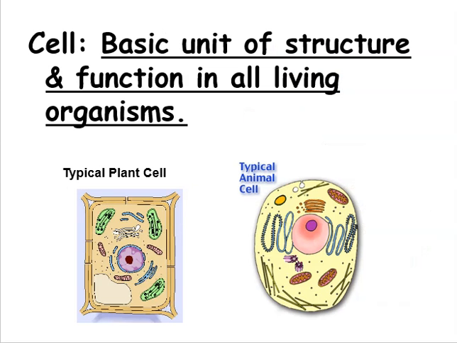So we've already talked a lot about the cell and it being the basic unit of structure and function in all living organisms. And I gave you a typical plant cell, typical animal cell there. That's where it all starts. So that's the simplest of all living things, and it's the lowest on the levels of organization of living things.